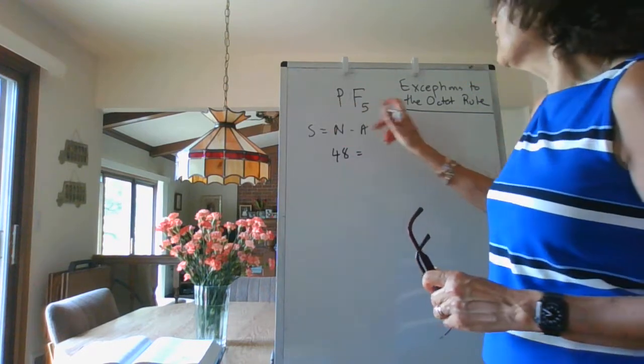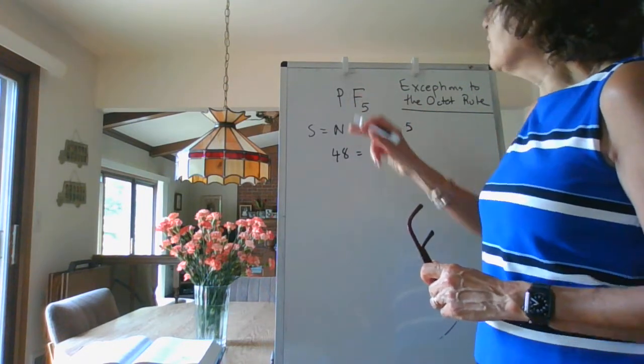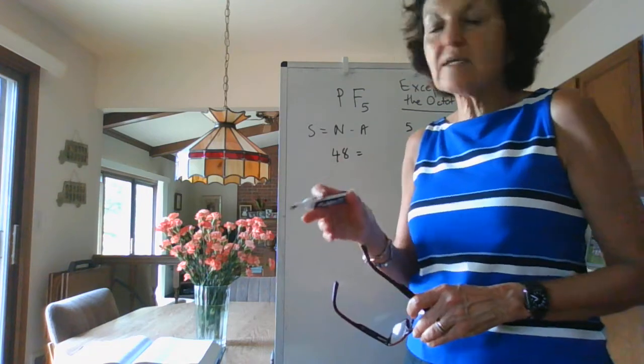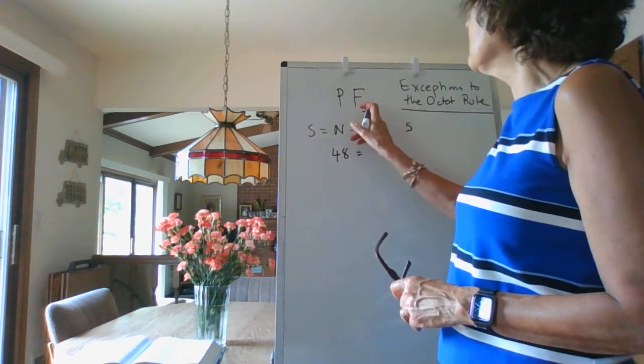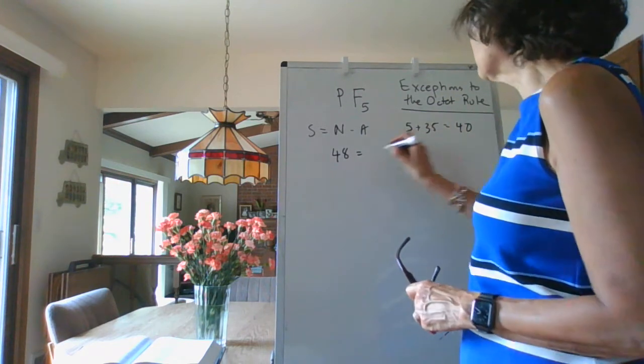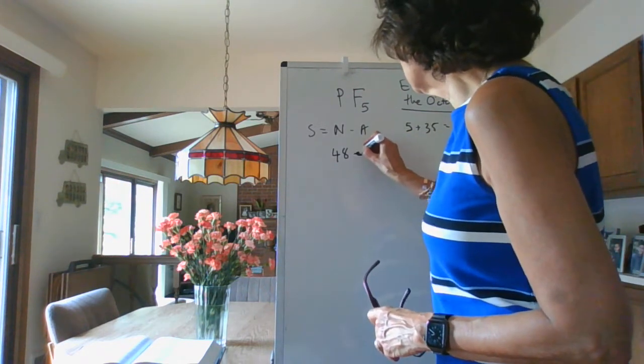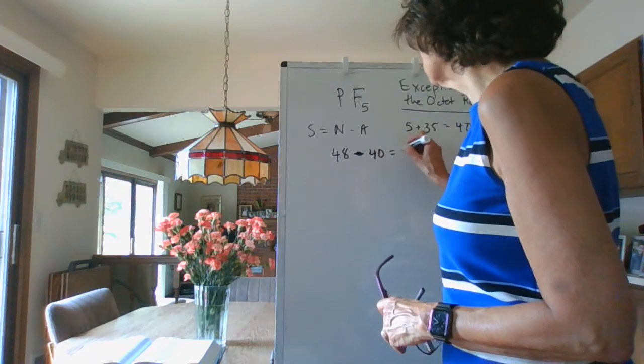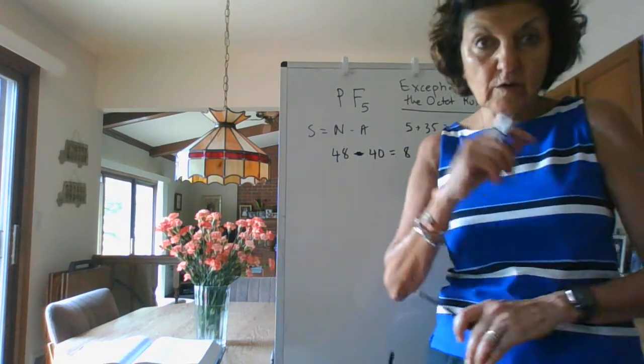Available phosphorus is 5. And then fluorine is 7. Remember, it's got 7 valence electrons. 7 times 5 is 35, plus 5 is equal to 40. Okay, so 48 minus 40 is equal to 8. Okay, so here's where it gets interesting.